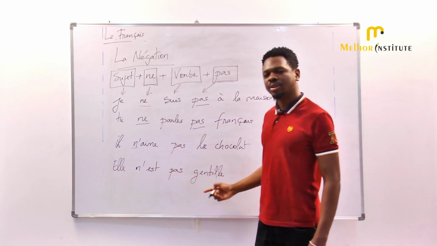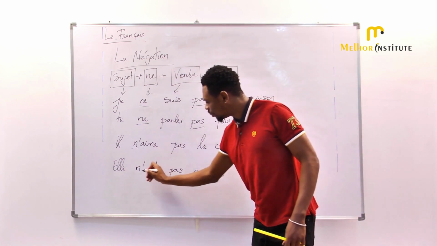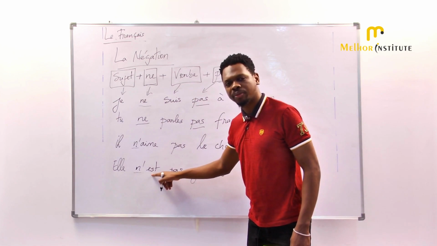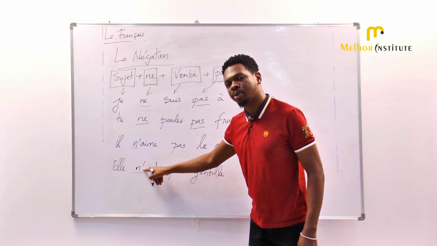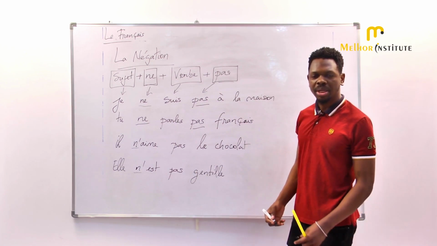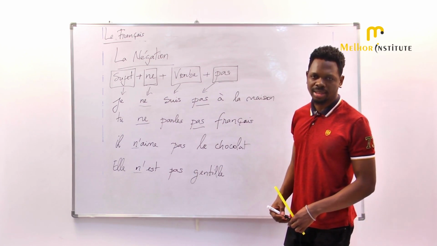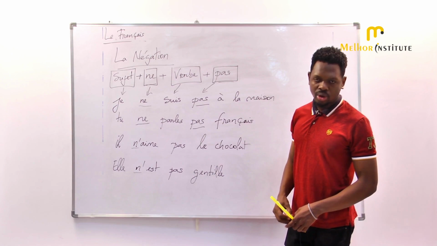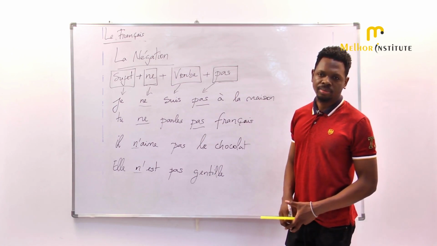Elle n'est pas gentille. Same thing. The verb is starting with a vowel, so we put an apostrophe. Elle n'est pas gentille. Means she's not kind. Or she's not friendly. Okay?